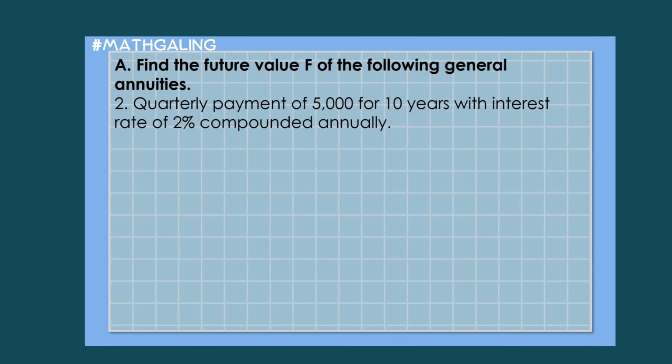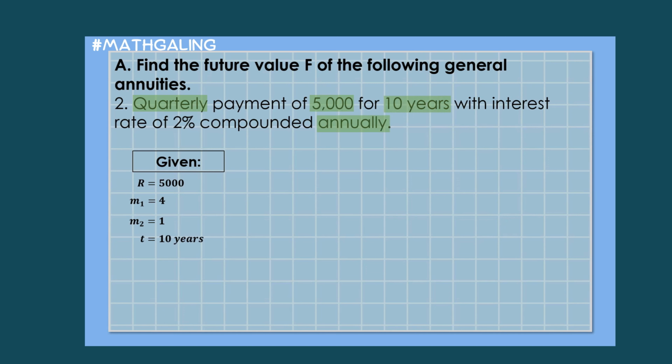On to our second problem. Quarterly payment of 5,000 for 10 years with an interest rate of 2% compounded annually. So, let's search our given. Our regular payment, or R, is 5,000. And since the M sub 1, or the payment interval, is quarterly, it is equal to 4. And M sub 2, or the compounding period, is annually, so it is equal to 1. Our time, or the term of annuity, is 10 years.